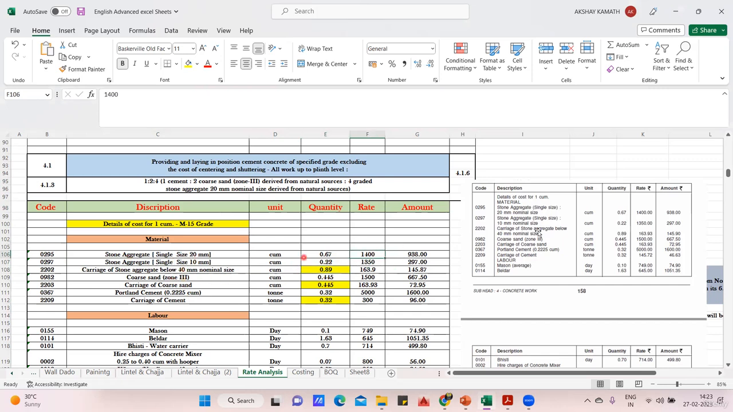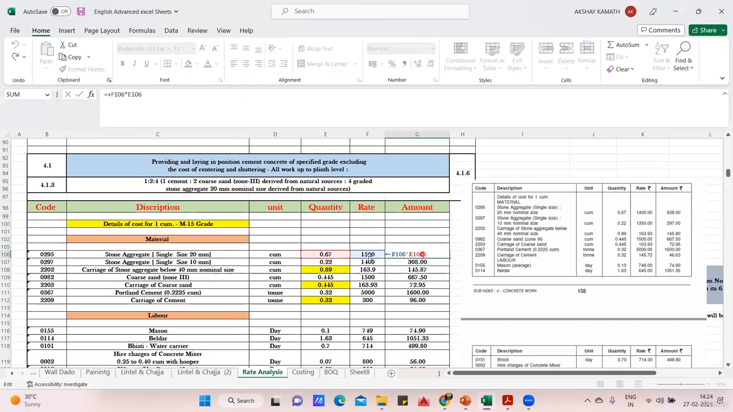For stone aggregate, the rate given in the DSR is 1,400. You don't have to put the same rate. You go to the market or check in your area: if you want to procure 1 cubic meter of 20 mm stone aggregate, how much is the cost? In my place, the cost is around 1,500, so I'll put 1,500. In your area, if the cost is 1,200, you can put 1,200. Similarly, for 10 mm aggregate, the code gives 1,350. In my place it is available for 1,400, so I'll put 1,400.